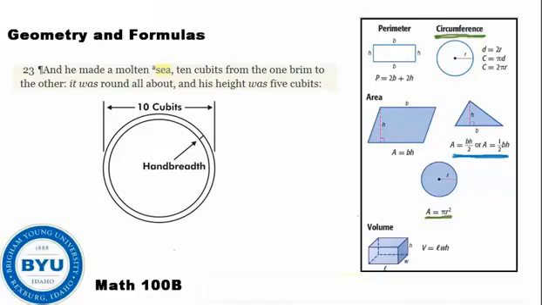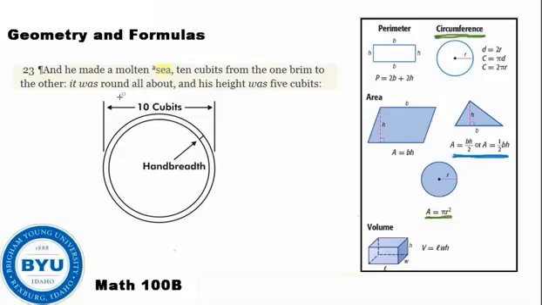It says, "And he made a molten sea, 10 cubits from the one brim to the other. It was round all about." So that's interesting. So he made this sea, and you're like, wow, what's this sea? But we'll talk about that here in just a second. What we want to talk about is what would be the circumference of this sea.